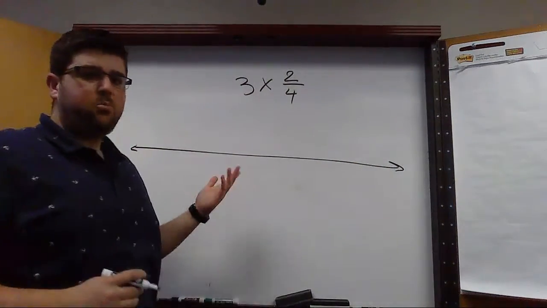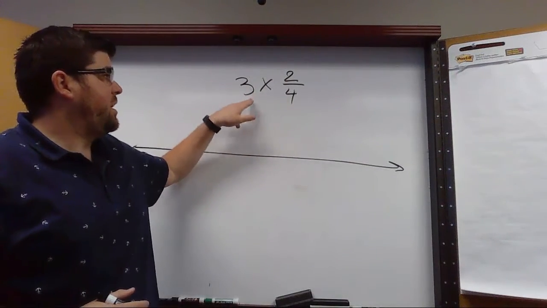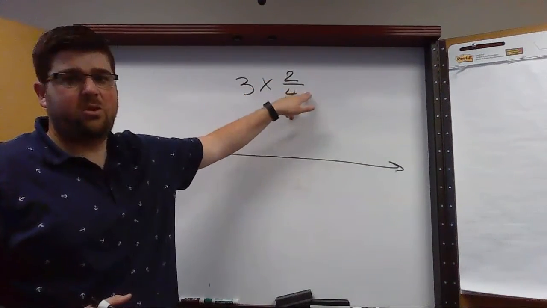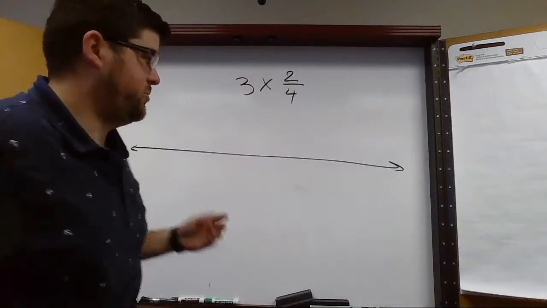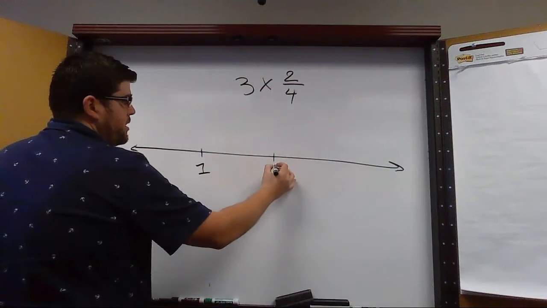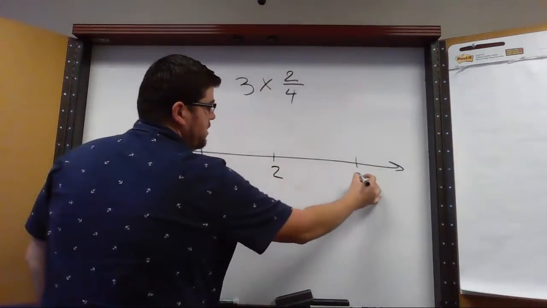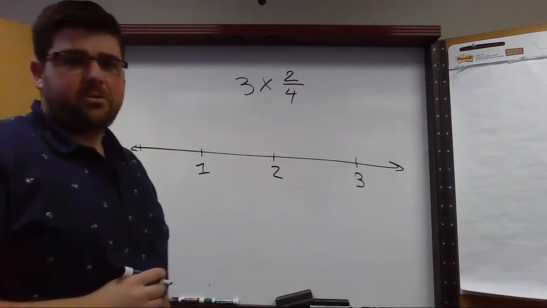And this one, I'm pretty sure, just with my estimate, is going to be larger than 1 because I know that 4/4 equals 1 whole. So if I have 3 groups of 2/4, that's going to actually be more than 4/4, which is 1 whole. So I'm just going to do 1 here, 2 here, and a 3 there, and I'll put a 0 right here.